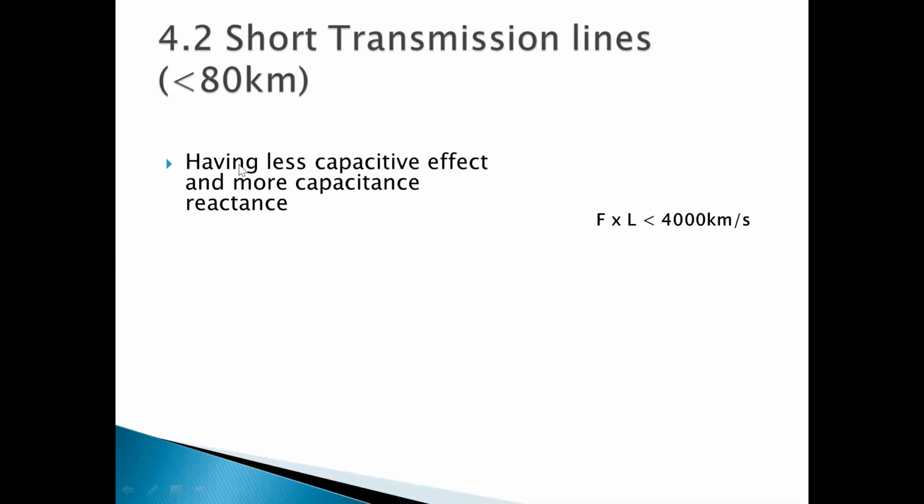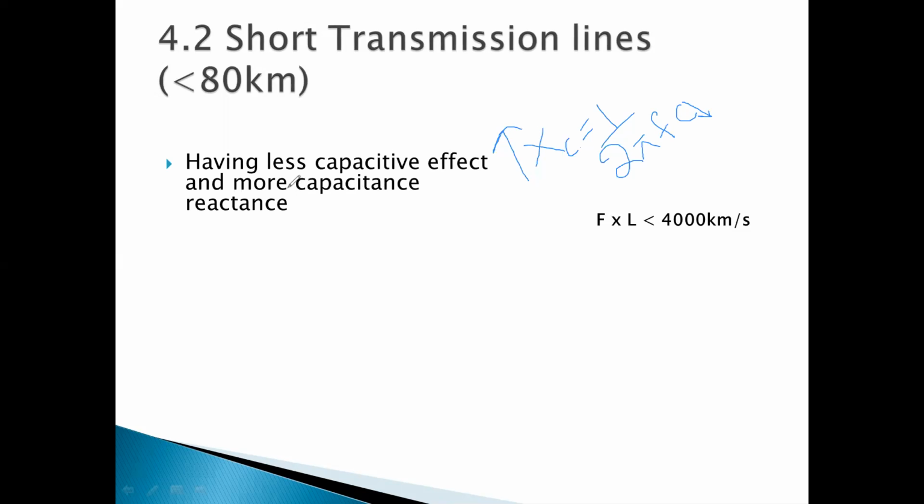A short transmission line has less capacitive effect. The capacitive effect means the capacitance is less, but the reactance is more, because I told you in the previous lecture that the reactance in the case of capacitance is equal to 1 divided by 2 pi fC. So if capacitance is less, then its capacitive reactance will be more.